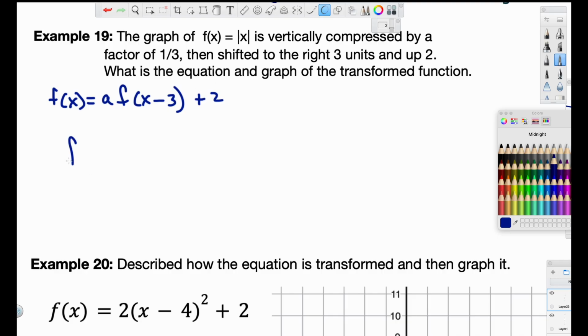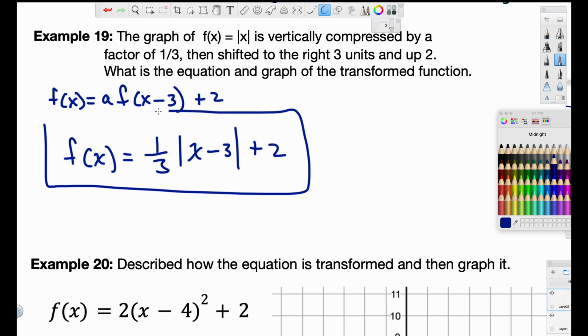Okay, so let's see if we can write this. F of x equals, we are compressing by a factor of 1/3. It's opening up, so it's not negative, and it's an absolute value function. We're going right 3 units, so we're going to subtract 3, and it's going up 2. Okay, there's our equation. That's it.